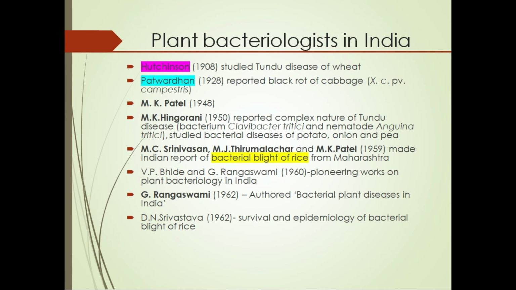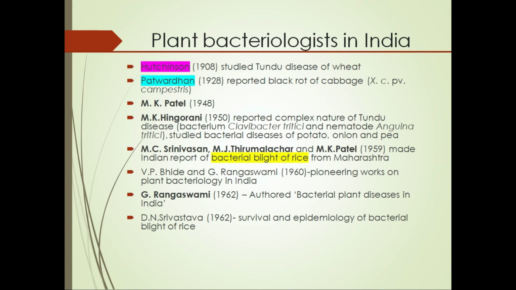Now, let us see how plant bacteriology started in India. It all started in the year 1908 with the Tundu disease of wheat. Then Patwardhan in 1928 reported black rot of cabbage, which is a bacterial disease. Then we talked about M.K. Patel already. He is the father of plant bacteriology in India, we can say.